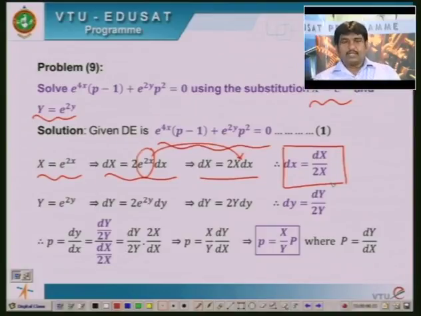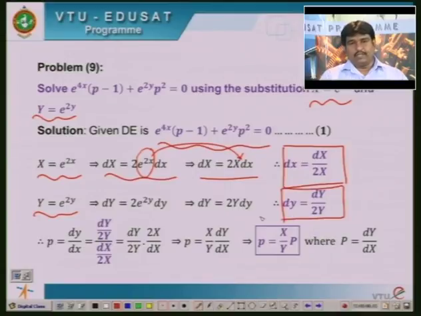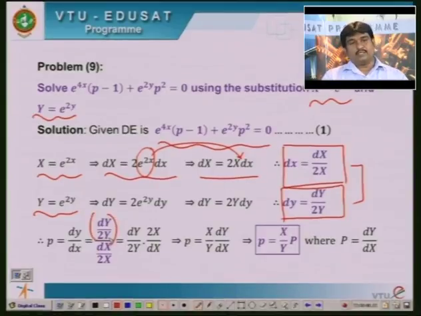Now consider capital Y equals e to the power of 2y. Same procedure. You get dy as d capital Y by 2Y as before. Now small p is dy by dx. dy is d capital Y by 2Y and dx is d capital X by 2X.